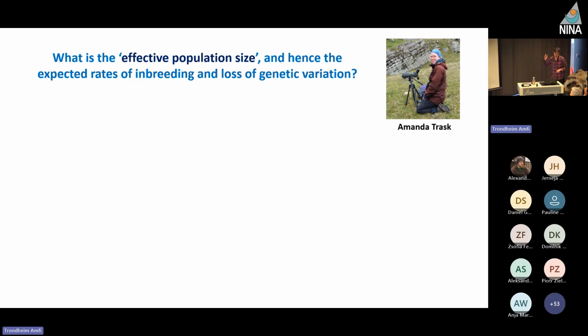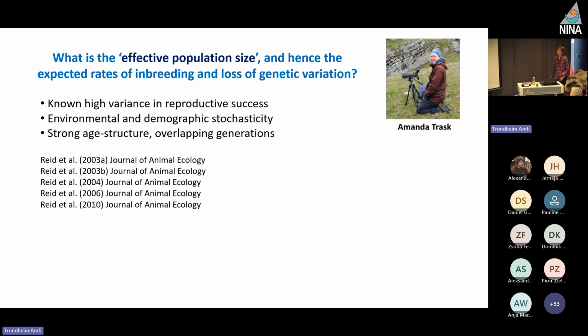And neither she or I had kind of got into this before, but we quickly hit all of the challenges and interesting things about estimating NE in quite a demographically complicated system, where our previous work using the long-term demographic data had already shown us that there would be very high and highly dimensional variation in reproductive success, lots of forms of environmental stochasticity, which you've already seen some of, very strong age structure, and quite considerably overlapping generations.